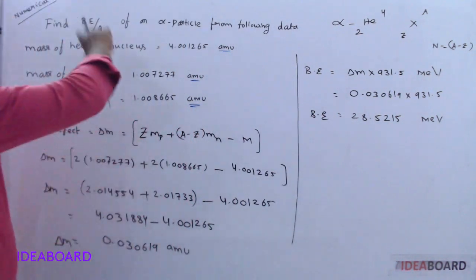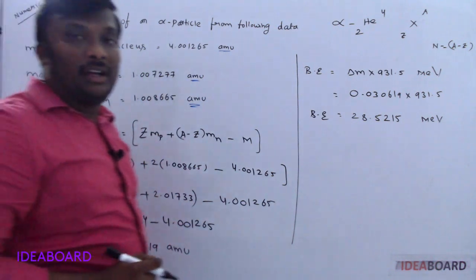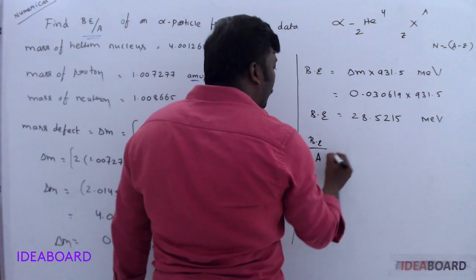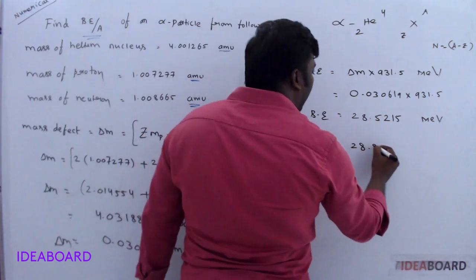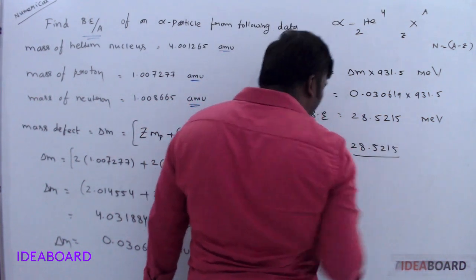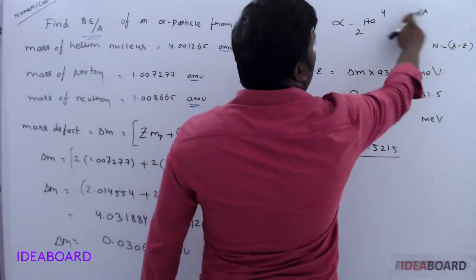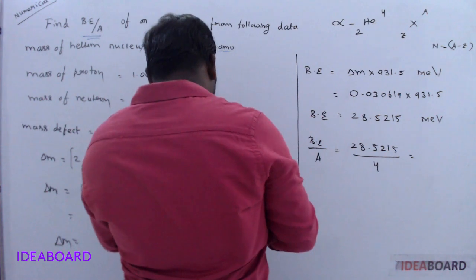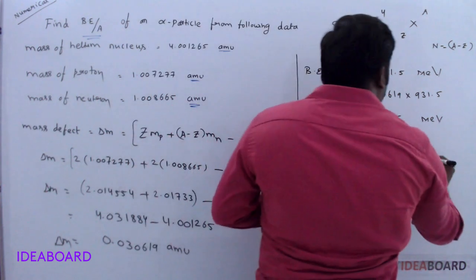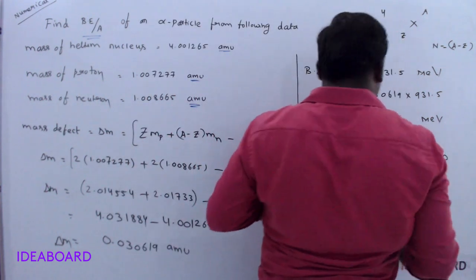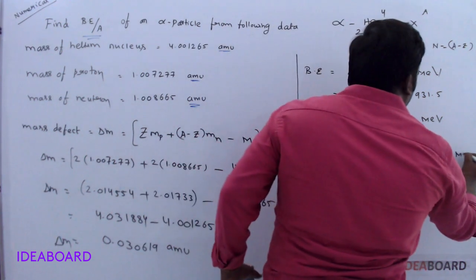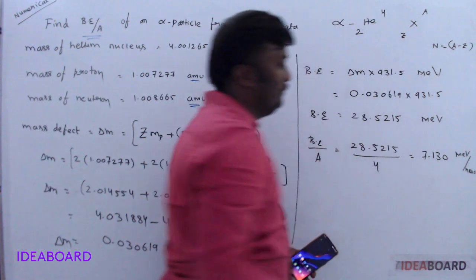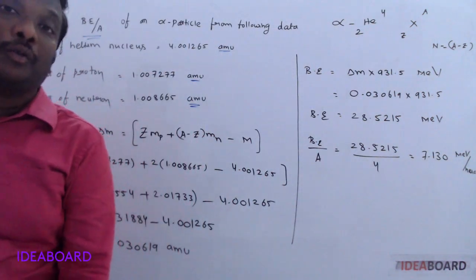But they are asking binding energy per nucleon, not binding energy. So binding energy per nucleon is nothing but 28.5215 divided by the mass number. Mass number is 4. So it is divided by 4. Then we got 7.130 MeV per nucleon.